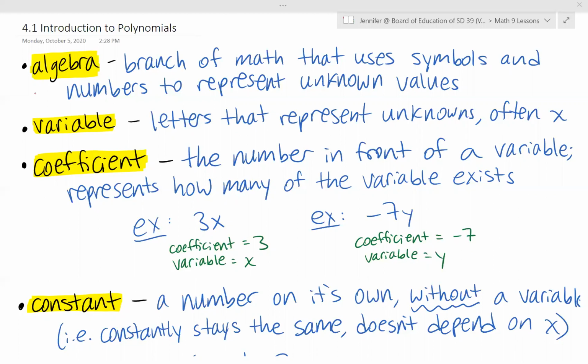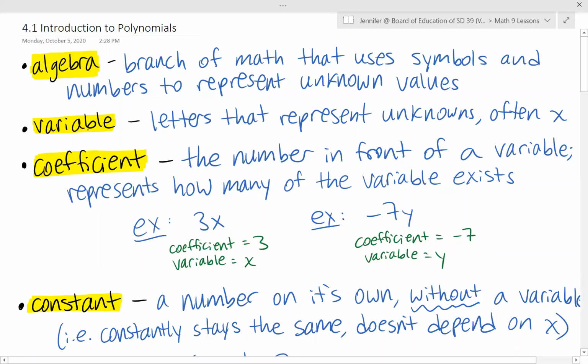So first definition is algebra. Generally, algebra, you would have worked with this last year, and this is just a branch of mathematics that uses symbols and numbers to represent unknown values. So algebra is extremely useful because most problems have an unknown value and some known values. You need to use them together to figure out the solution to the problem.